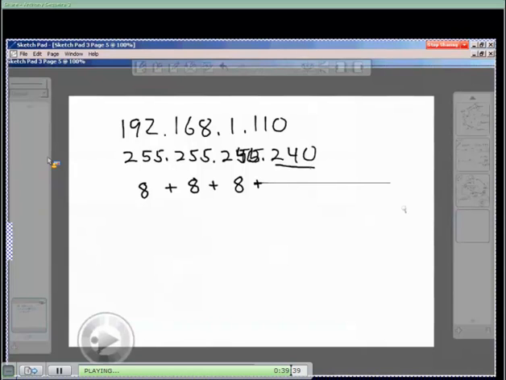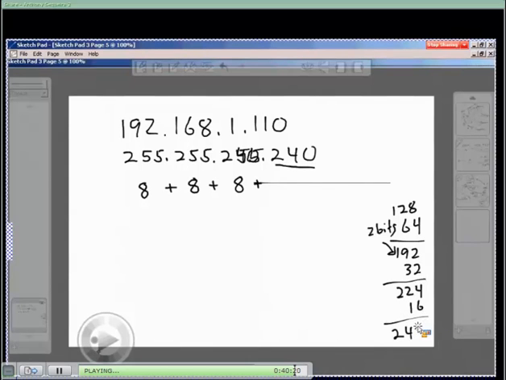Well, let's see. 128 would be the value of the highest order bit. Plus 64, that gives us 192. So this would be if we used 2 bits of subnetting, we'd have 192 in that field. If we add a third bit, it's 224. If we add a fourth bit, aha, it's 240. So 4 bits is going to give us the 240. So it's 8 plus 8 plus 8 plus 4.